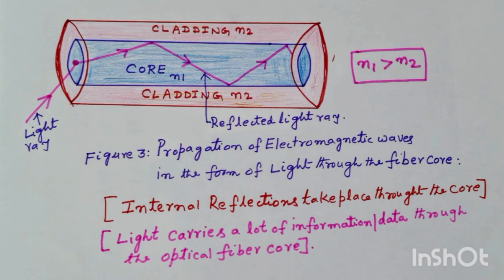Now we need to discuss how light can carry a lot of information through the optical fiber. Please look at the diagram, figure 3. The propagation of electromagnetic waves in the form of light through the optical fiber core. Internal reflections take place in the fiber core. Now let us see how light can carry a lot of information through the fiber.